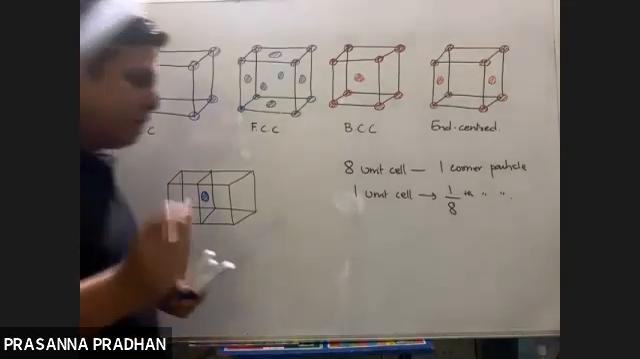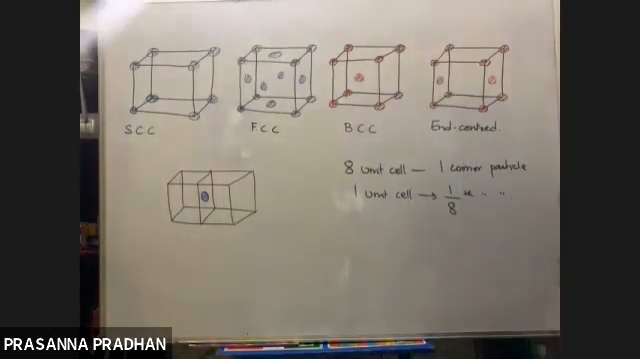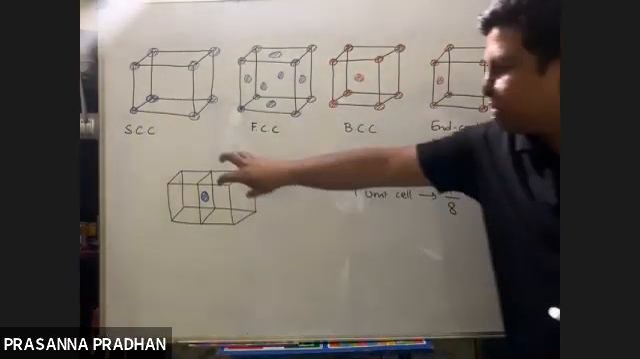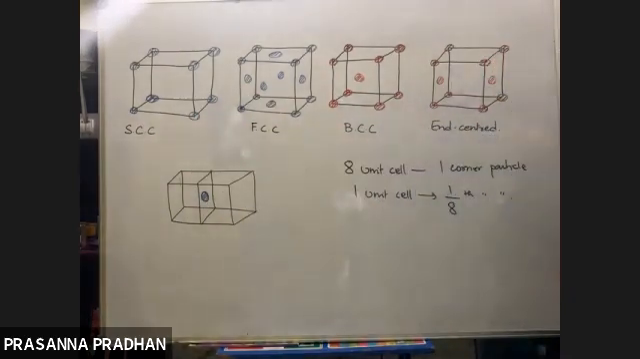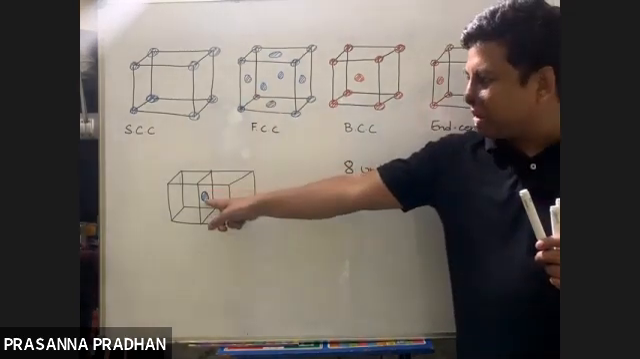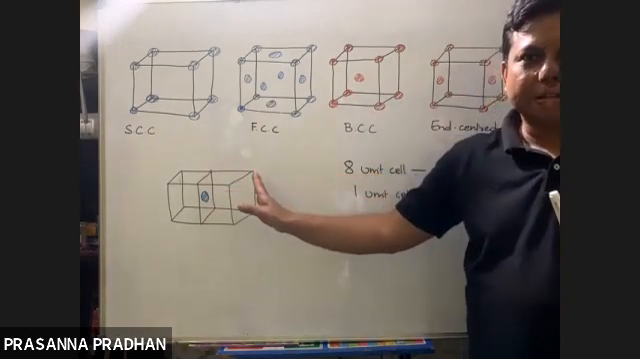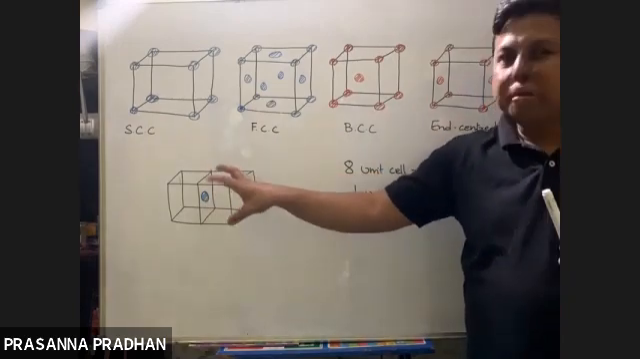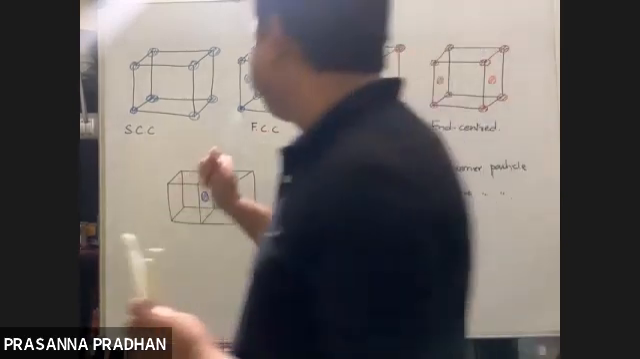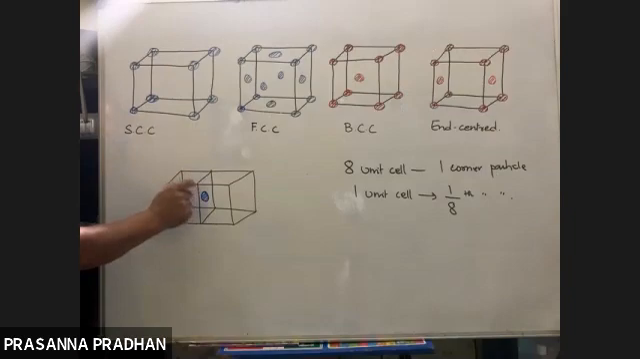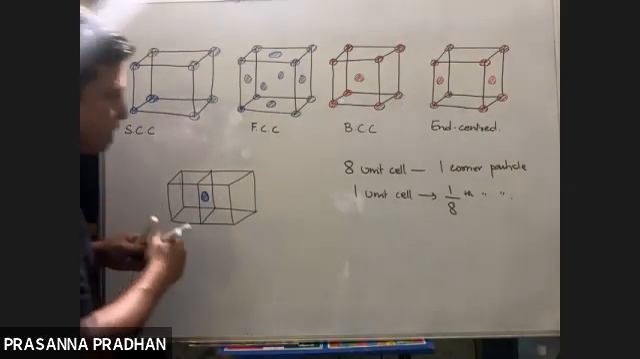Now you tell me, if a particle is present at the center of a face, this sphere, this particle is shared by how many unit cells? 2. 2 means what fraction of the particle belongs to one unit cell then? 1/2, exactly. So the two unit cells share a face-centered particle. A face-centered particle is shared by two unit cells.